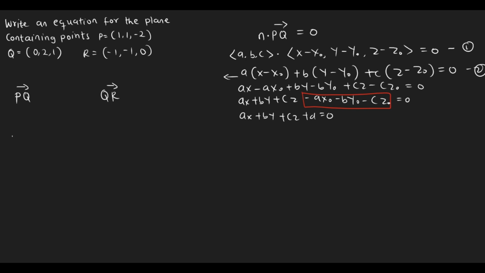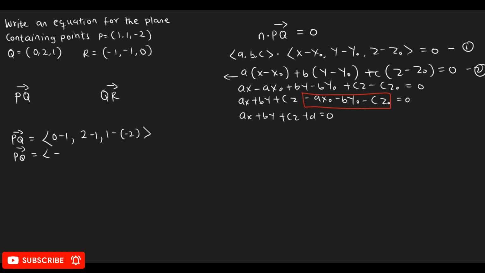So now let's find vector PQ. For vector PQ, I'm going to have 0 minus 1, comma, considering point P and then point Q, 2 minus 1, comma, 1 minus 2. This is what you have now. So simplifying PQ, we are going to have minus 1, 1, and then 3, because you are going to have 1 plus 2.